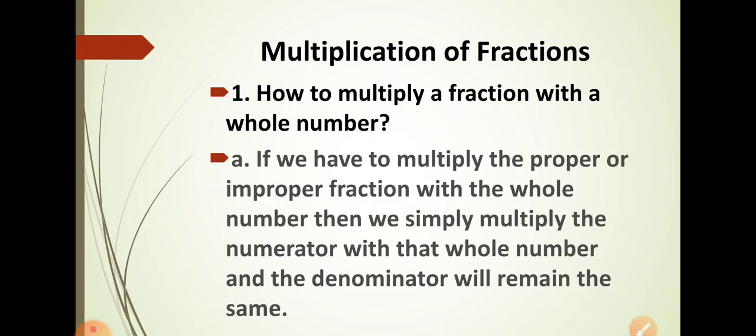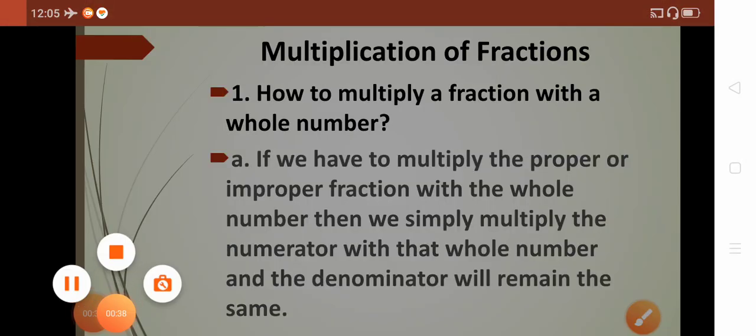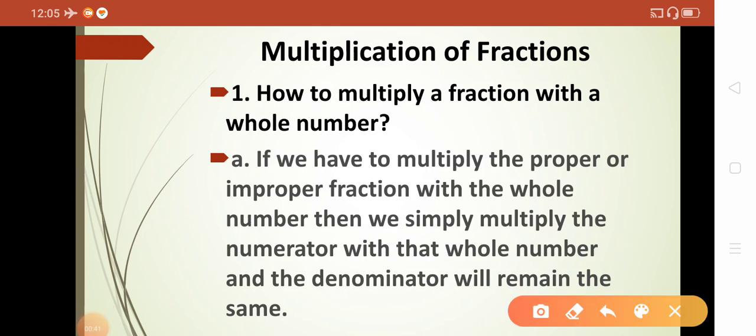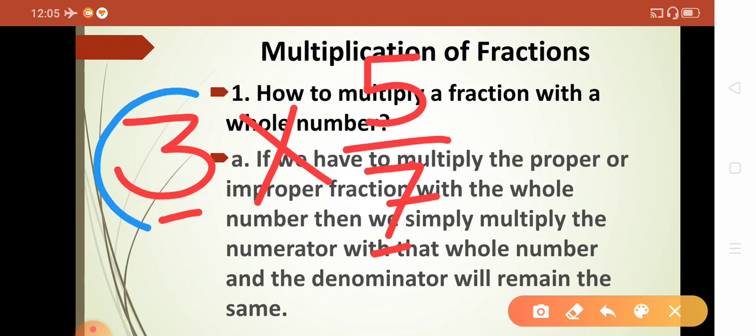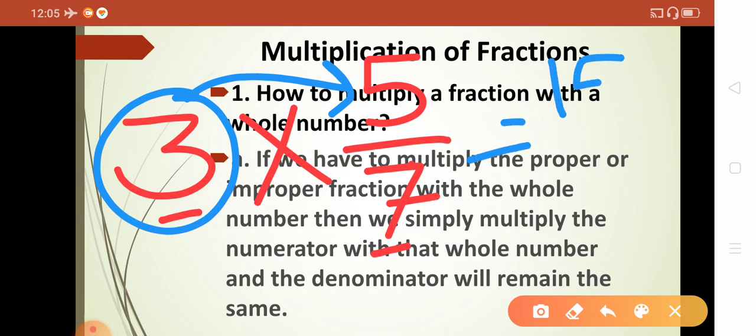So how to multiply a fraction with a whole number? If you are given a whole number, for example 3, and you have to multiply it by 5 by 7. So you are given a whole number and a fraction. How will you do this? Let us see. We have to multiply the whole number with the numerator of the given fraction. That means 5 threes are 15 by 7. So our answer is 15 by 7.